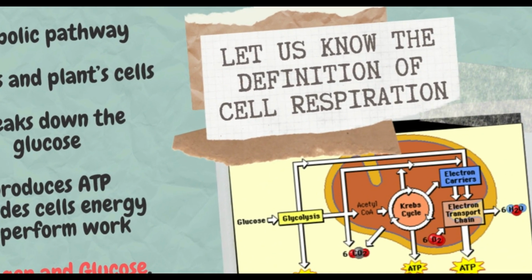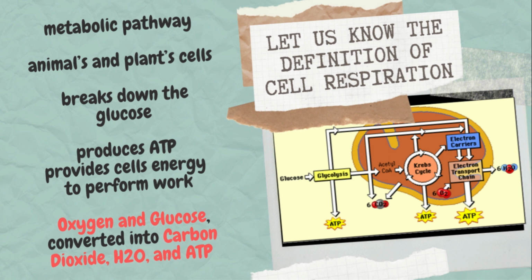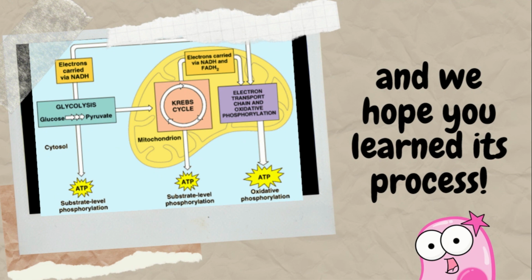Let us know the definition of cell respiration. It is a metabolic pathway in which animal and plant cells break down glucose and produce ATP, which provides us energy to perform work. Oxygen and glucose are converted into carbon dioxide, H2O and ATP.